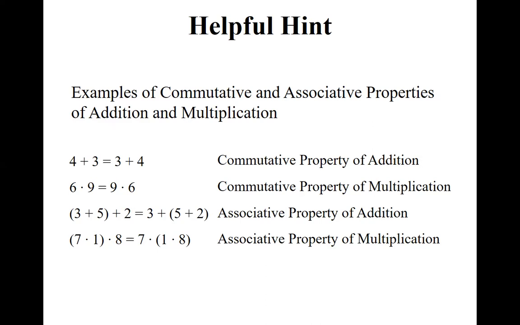The associative property of addition, an example of that would be 3 plus 5 plus 2, where on one side we add the 3 plus 5 together first, and on the other side we add the 5 plus 2 together first. Either way, 8 plus 2 is the same as 3 plus 7, 10 equals 10. 7 times 1 times 8. Doesn't matter if we do the 7 times 1 first or the 1 times 8 first. 7 times 8 is the same as 7 times 8. That's an example of the associative property of multiplication.